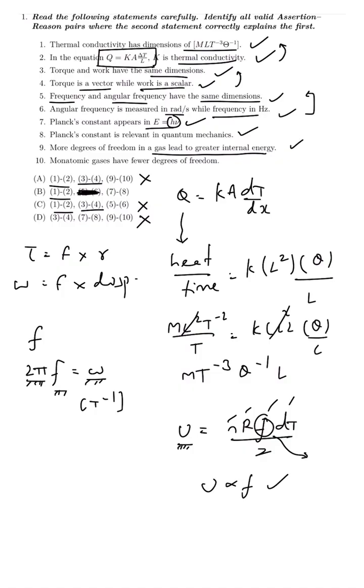It's correct. Monoatomic gases have fewer degrees of freedom. For monoatomic it is nothing but 3. For diatomic it is 5, and triatomic linear is 5, and triatomic non-linear is 6. 3, 5, 5, 6. That's how you keep it in mind. And so for this greater energy, but this does not correctly explain, so even 7 and 8 is okay, which is the correct option.